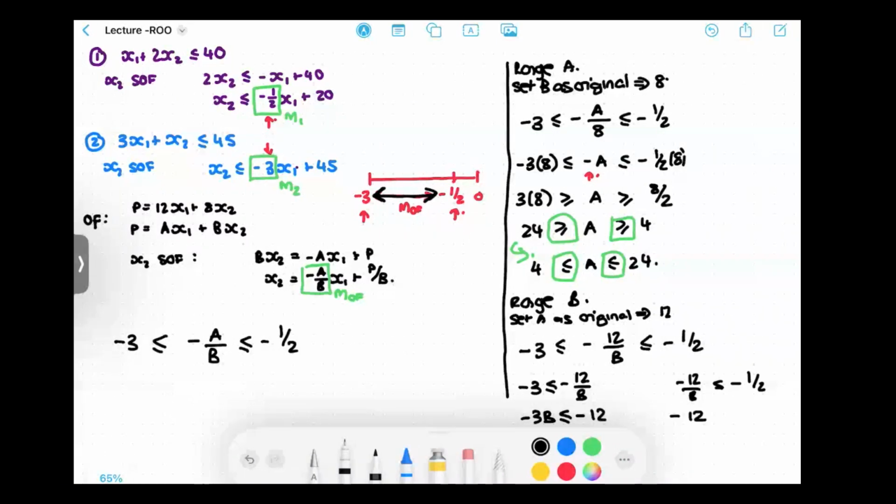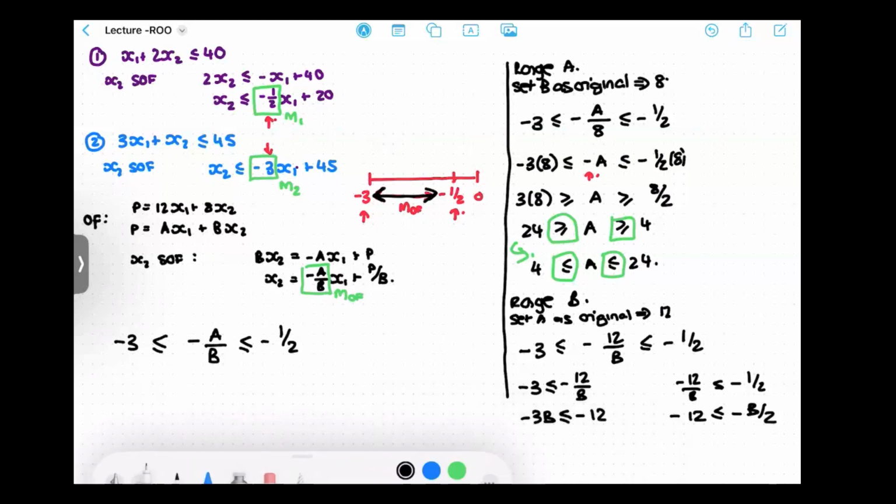Minus 12 less than equal to minus B upon 2. And this thing is in the way. Oh, there we go. I was done with B. So now we can make B the subject of the formula. So we're going to have B, and it's dividing through by minus 3, so the sign is going to change. So that's going to be greater than equal to 12 over 3. And the reason why the sign is removed there is it's minus 12 over minus 3, which gives you 12 upon 3, which is 4.